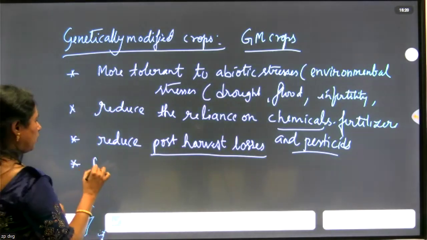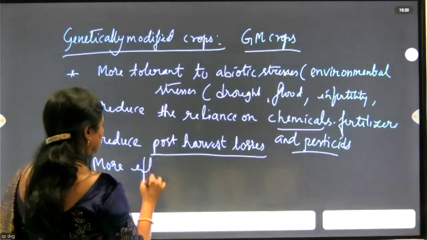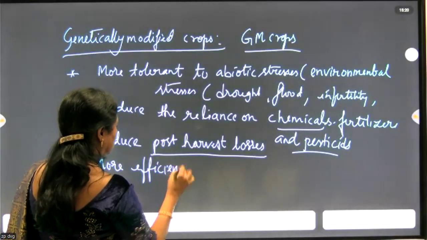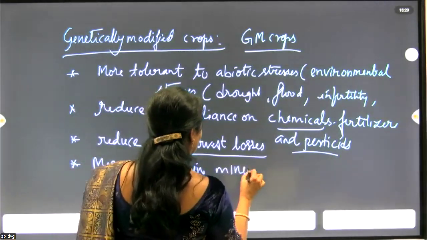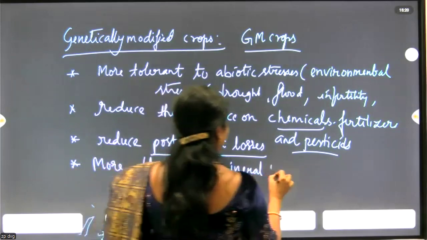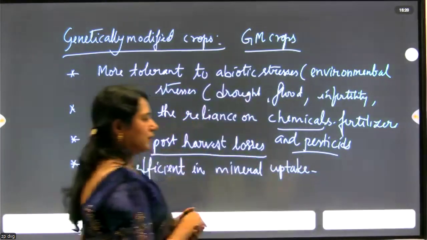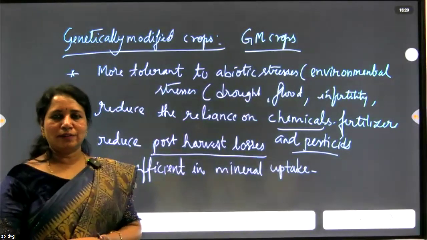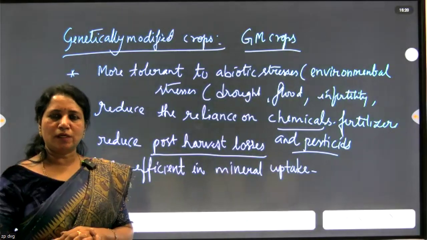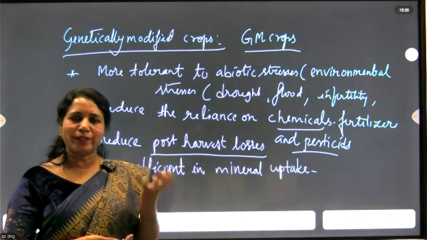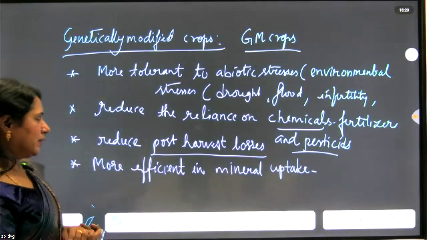And these crops are more efficient in mineral uptake. Thereby, they also help maintain the soil fertile. Even if there is a shortage of minerals, whatever is available in the soil, they can efficiently absorb it. So they have such a capacity.